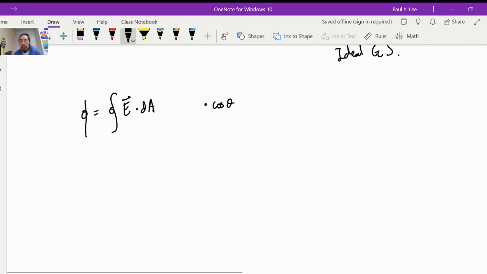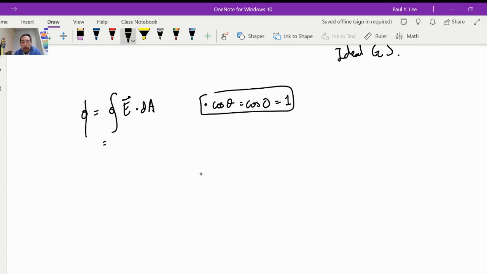And so that makes our dot product, cosine theta, cosine of 0, which just gives us 1. So I'm going to put that in parentheses here because that's important. So what we can do is pull out that E, because it's a constant, right? And that 1 is just a 1. So there's an imaginary 1 right there, and we get this formula here. And you might be thinking to yourself, all right, Mr. Lee, what do we do from here?